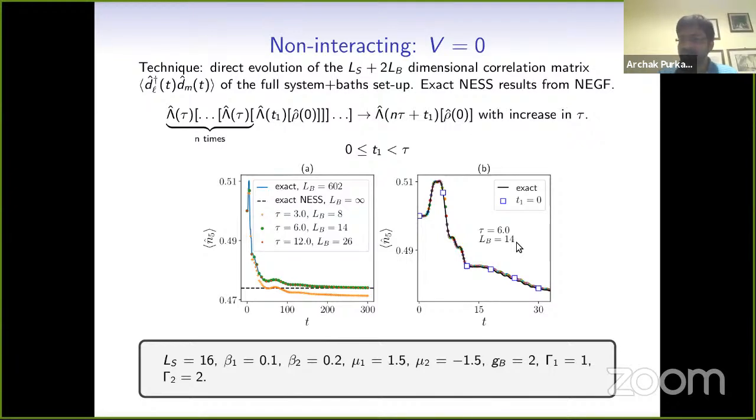Interestingly, for these, and this will not always happen, this is just for this choice of parameters, the bath size is actually smaller than the system size. Okay, and there is no small parameter anywhere, right? System bath coupling is strong and so on. So we have reconstructed the full time evolution in presence of infinite size baths using only very small bath sizes. Okay, so this is for the non-interacting case.